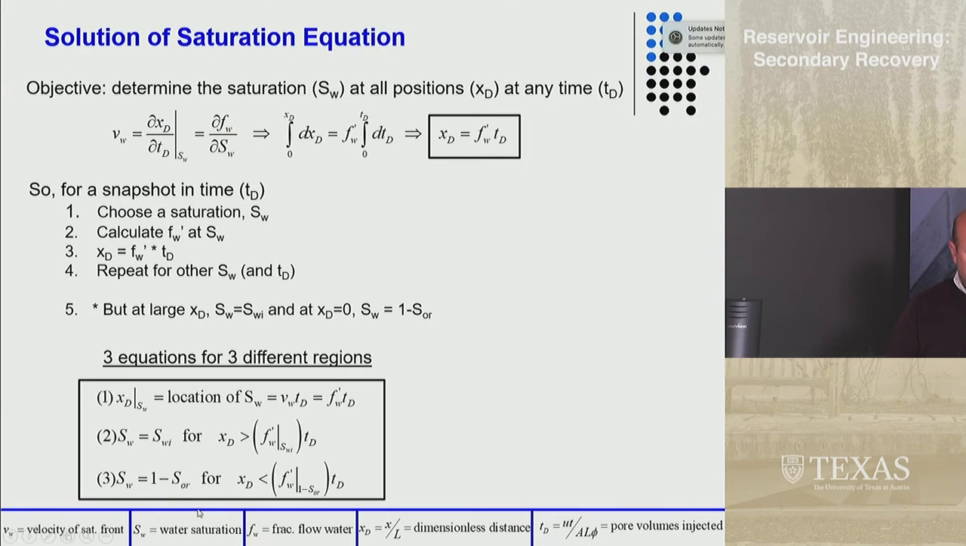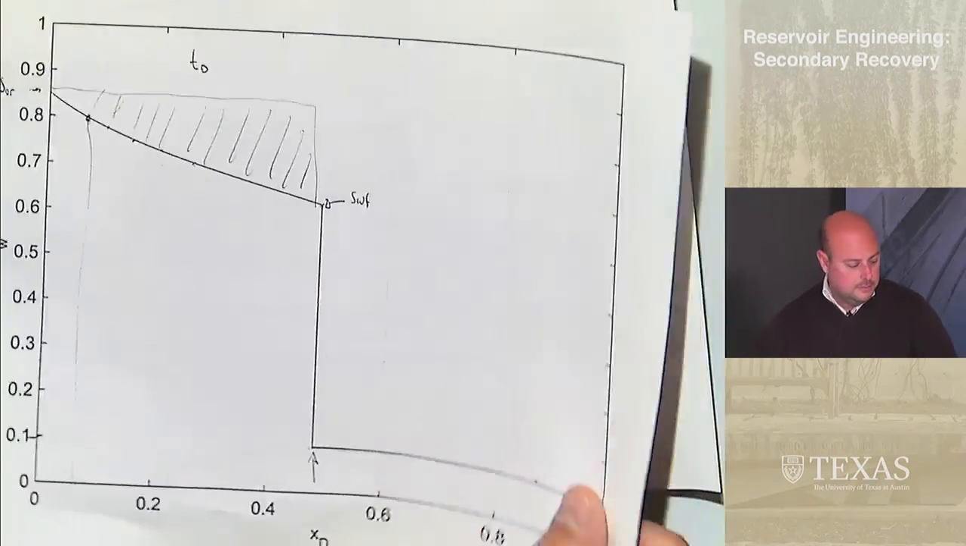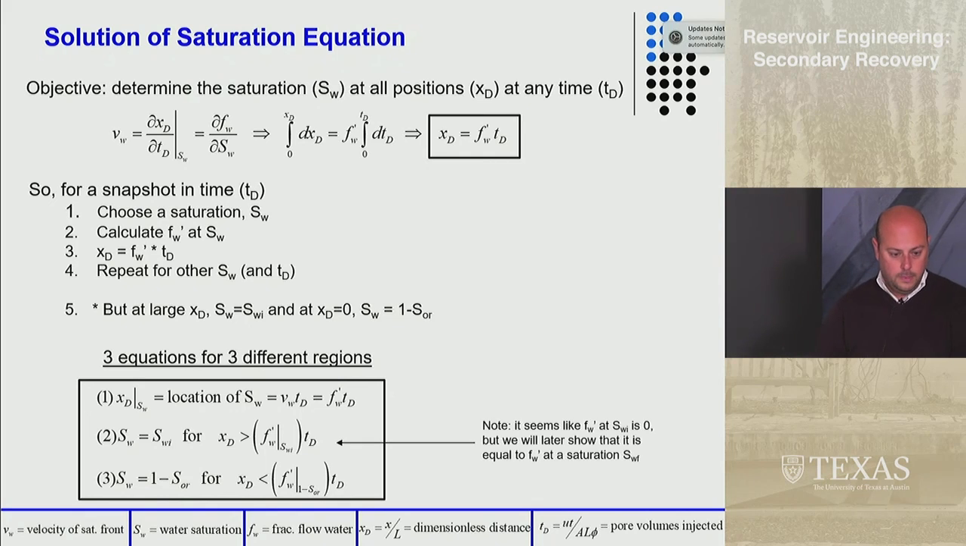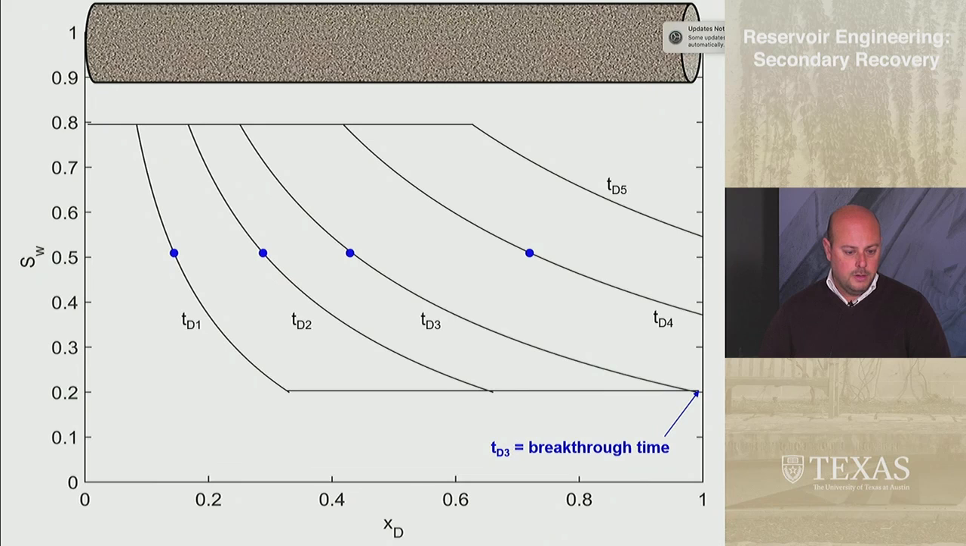And then SW is equal to 1 minus SOR at x is equal to 0, or technically under this case over here, but that's usually true. So that's why in this plot the saturation starts to decrease immediately. I'll get back to that point later.